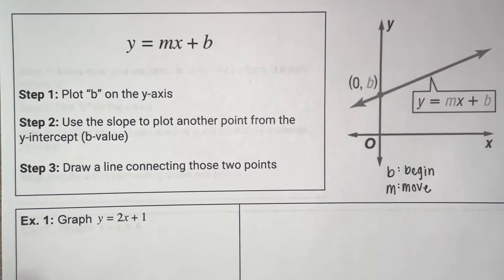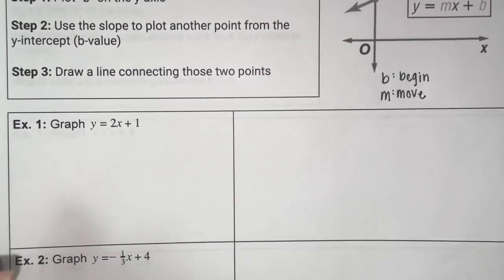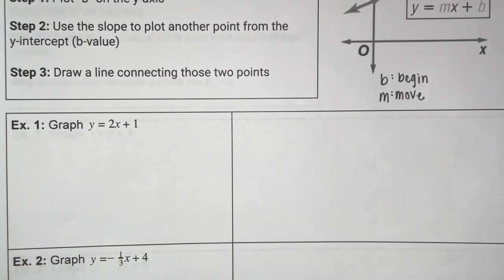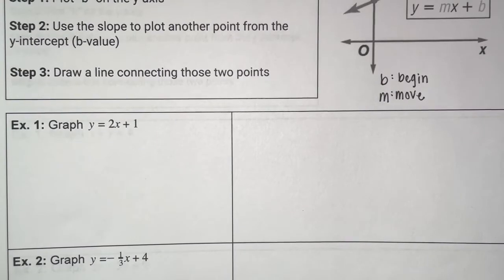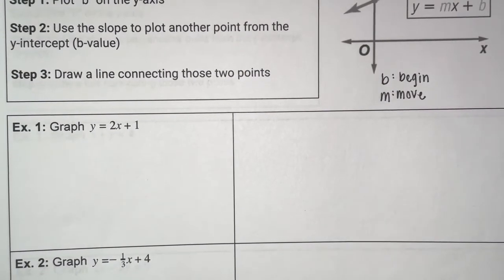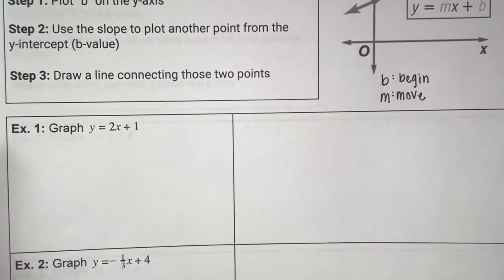So for example 1, graph y = 2x + 1. I purposely didn't use graph paper so that anybody who didn't have graph paper could follow along with how we would set up our graph. If you do have graph paper, even better. So for example 1, graph y = 2x + 1.